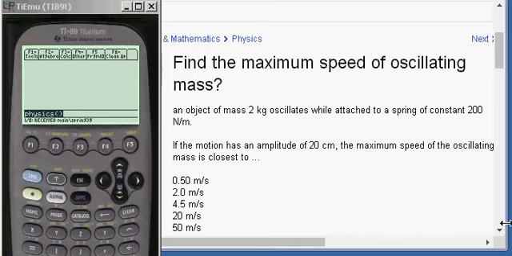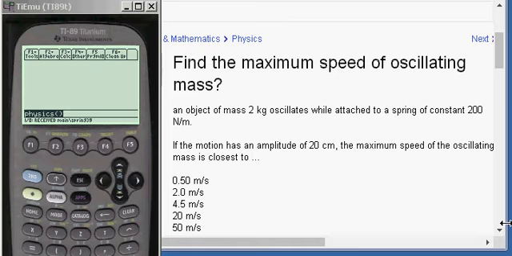A couple of things about springs. This one doesn't really say whether the spring is vertical or horizontal or at an angle, but we're going to assume that it's a vertical spring because it says that it's oscillating up and down in simple harmonic motion, and it gives the mass, and it gives the spring constant, and it gives the amplitude.